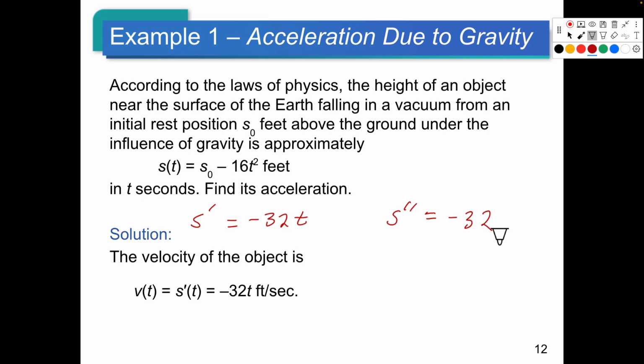But that's partly because of air resistance. But this just tells us that acceleration due to gravity on Earth, at least, is negative 32 feet per second per second. And again, that's where it kind of feels weird. What is that second squared, right?